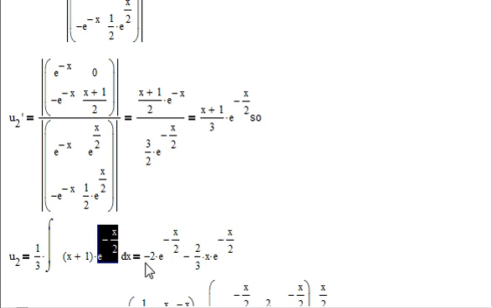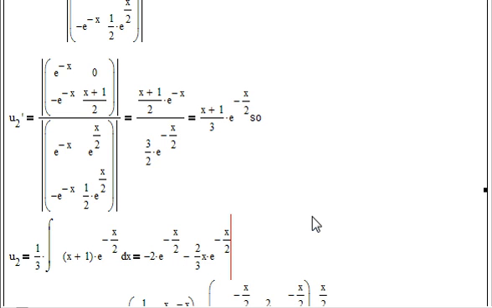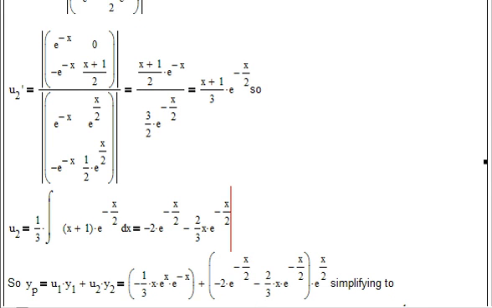And when you do that, you'll get negative 2 e to the negative 2x minus 2/3 x e to the negative 2x. I know you're thinking I'm cheating because I used my software to do that, but you can use a TI-89, or you can let u equal x plus 1 and dv equal e to the negative x over 2, and that will work for you. Okay, all right, back to our problem.